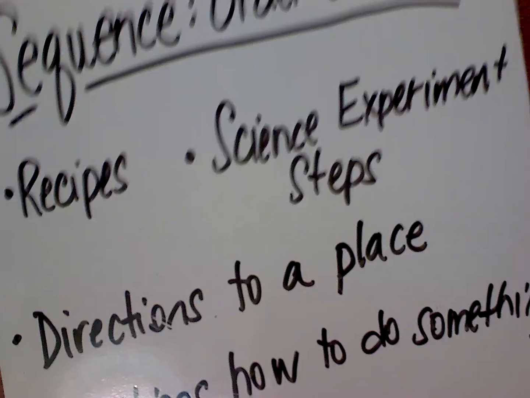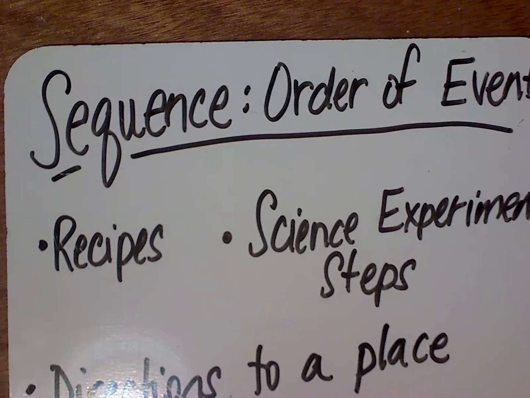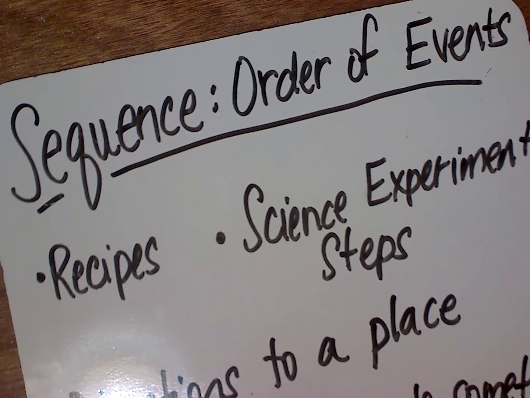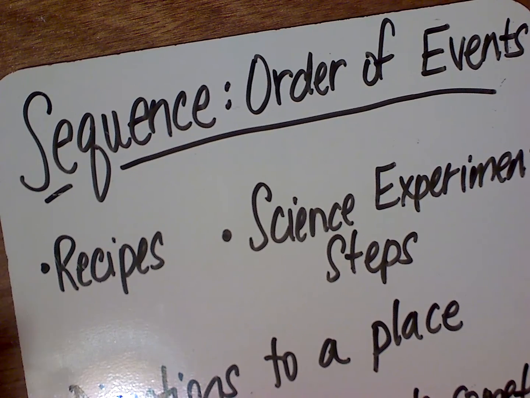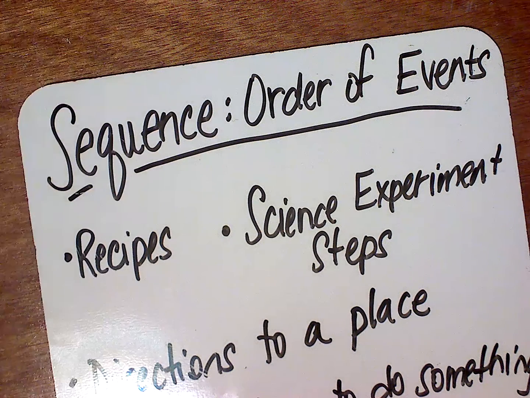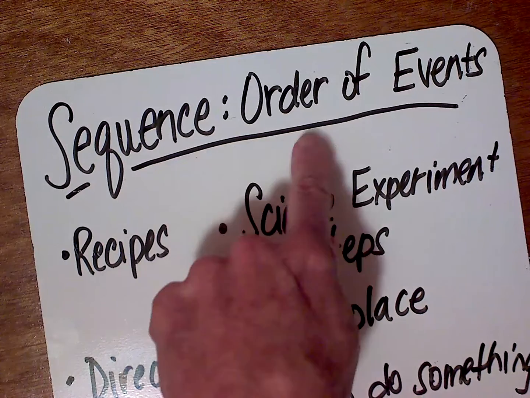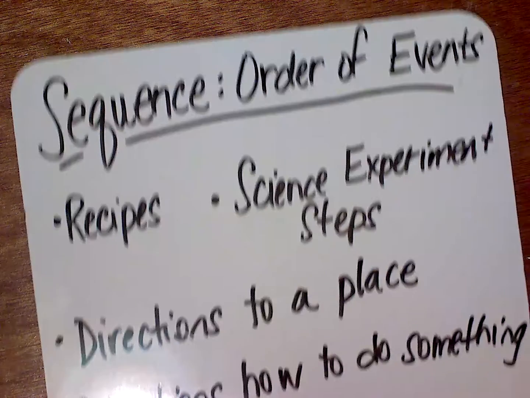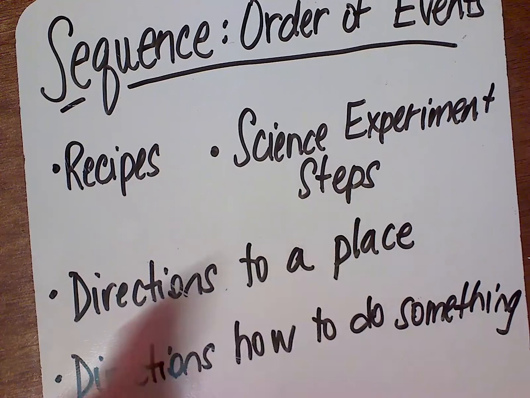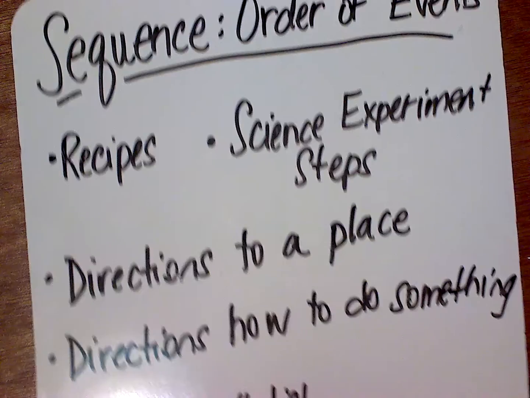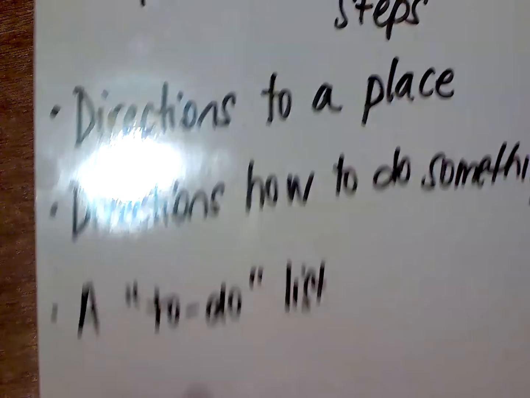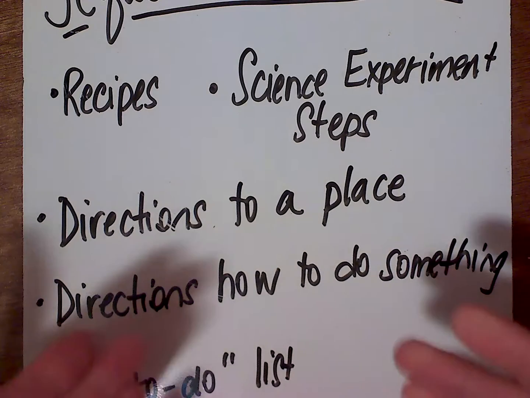Okay, so for text structure, we started today talking about description and sequence. And sequence, I think, if you have trouble with any of them, is the one that's a little bit more confusing. So sequence is the same as the order of events. You'll find that in things like recipes, science experiment steps, directions to a place, directions on how to do something, or your to-do list. It's things that have to be done in order.